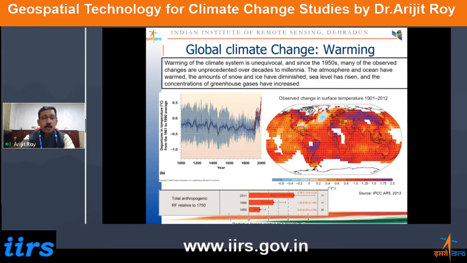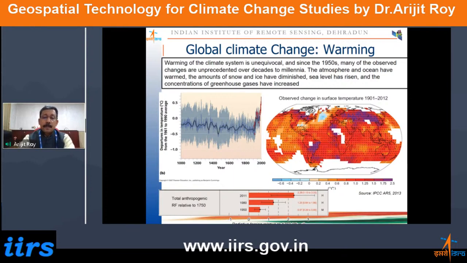The atmosphere and ocean have warmed. There's evidence about it. The amount of snow and ice have diminished, mainly in the poles, and we are basically observing it through space-based observatories as well as the ground observation. And the sea level has risen. And we have also estimated that the concentration of greenhouse gas has increased.